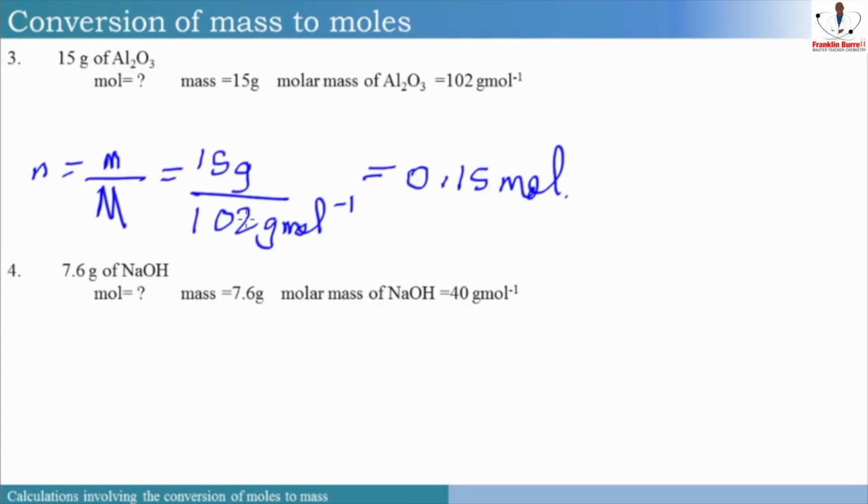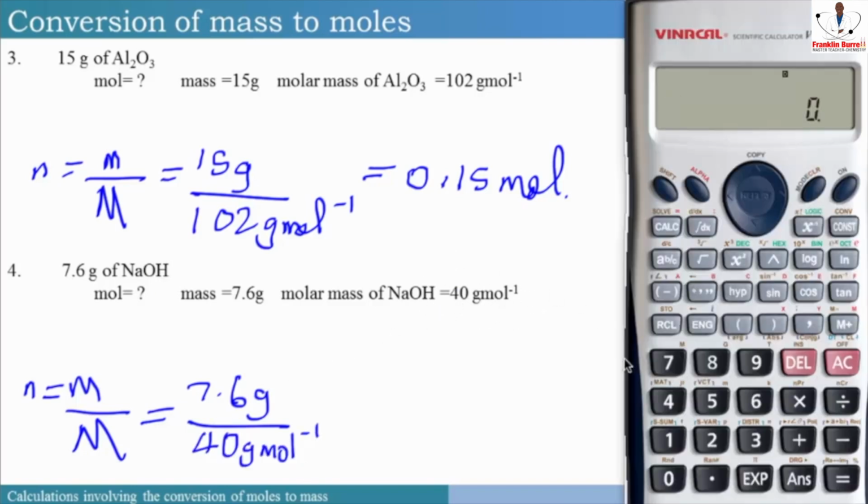Let's try one final question for converting mass to mole. Again, we want to find our mole, and we know our mass to be 7.6 grams, so we can write that down, divided by the molar mass of sodium hydroxide. Sodium is 23, plus 16 for oxygen, plus 1 for hydrogen, and that will give us a molar mass of 40 grams per mole.